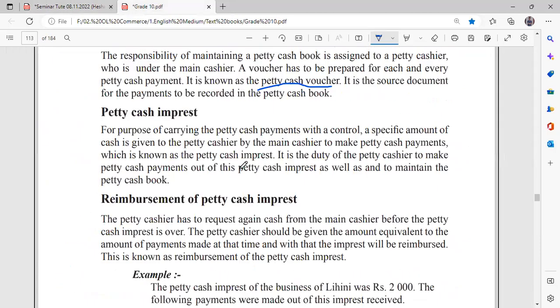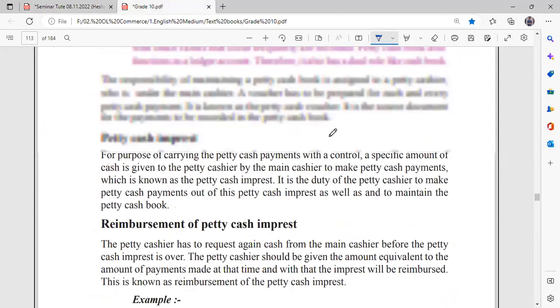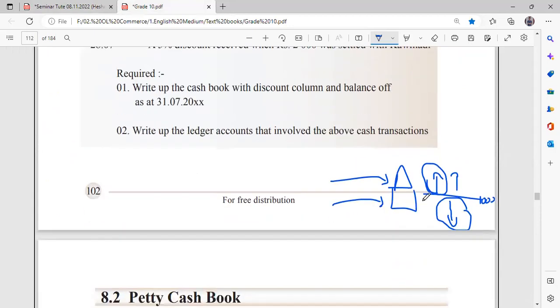Okay, now forget about the petty cash level. This is just for your reference. There is no petty cash level hereinafter. I taught this to differentiate your cash book and the petty cash book. Now you can learn it in a clear manner.